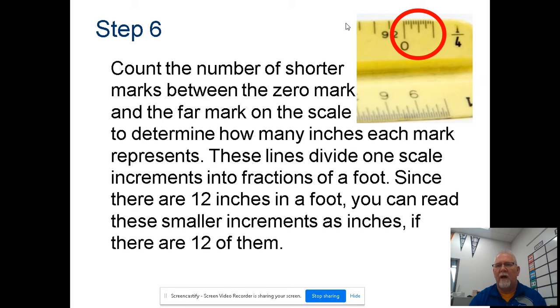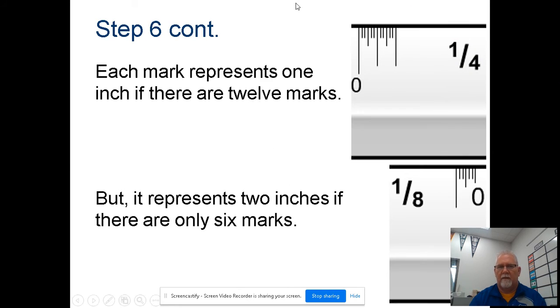And since there are 12, if you were to count each of these little lines, if you look at your 1/4 inch scale, there are 12 little lines there. Well, we already know that there's 12 inches in a foot, right? So you can read these smaller increments as if they are inches. There are 12 of them. So we're going to move on here. Each mark represents 1 inch if there are 12 marks.